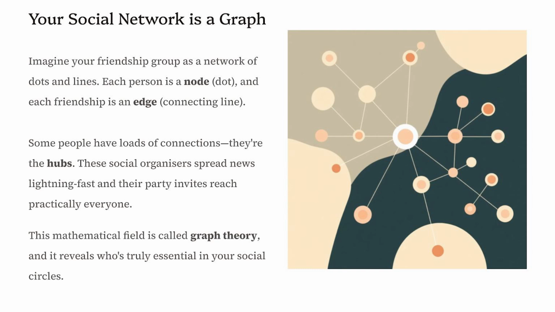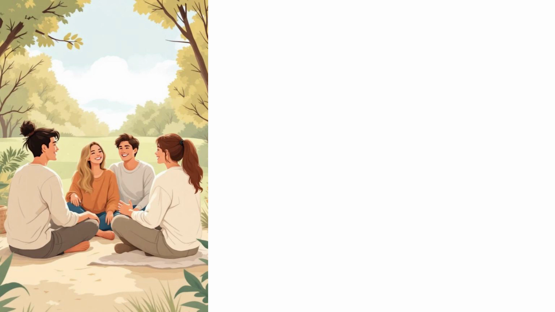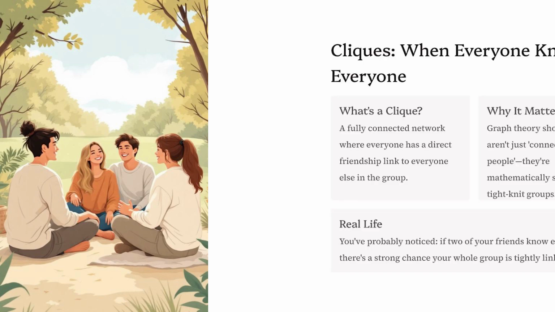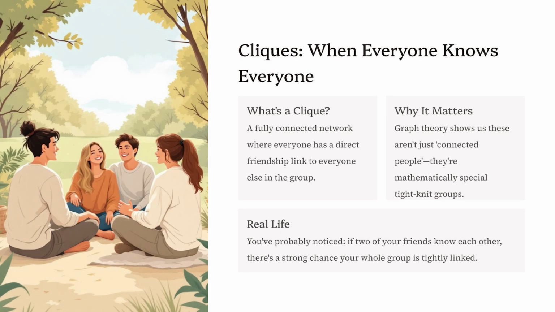You might have noticed that you became friends with people who are already kind of like you. If two of your friends also know each other, there's a strong chance the group is tightly connected. That's called a clique. And graph theory tells us it's more than just connected people. It's a fully connected network. When everyone in a group has a friendship link to everyone else, that's a clique. It's a useful way to see how strong or small friend groups form.